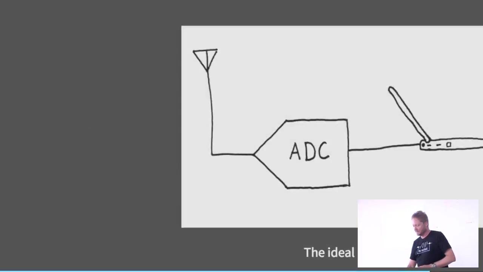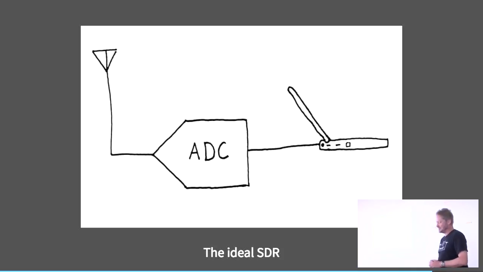Can you do more finger-wiggling? This is the picture of the ideal SDR. That's my laptop side on the TV, because that's not obvious. So it's an antenna going into an analog to digital converter and into a laptop, and everything's wonderful. And that's your idealized SDR.